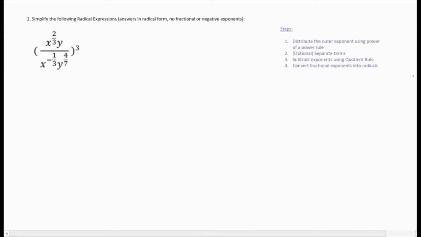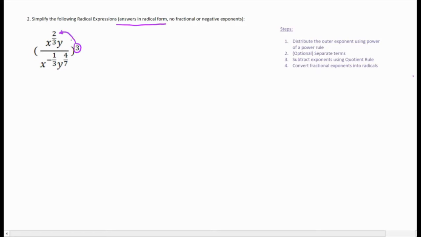You're asked to simplify the following radical expression. Answer in radical form, with no fractions in our exponents and no negative exponents. There are multiple ways that you could do this, in different orders and things of that sort, but what I'm going to do first is get rid of this outside exponent.